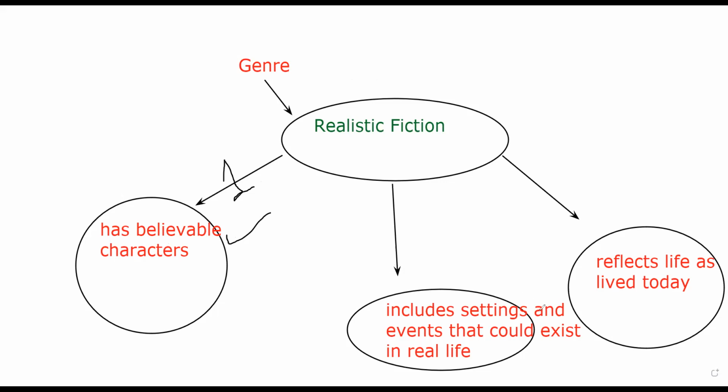Also, it includes settings and events. It has a main setting. When I say setting, it has two parts. It is when and where. I'm going to write it over here. So when did the story happen and where? So the setting could exist, could be found in real life, and even the events could happen in real life. Not all of them, most of them. And it reflects life as lived today. So it's from real life.